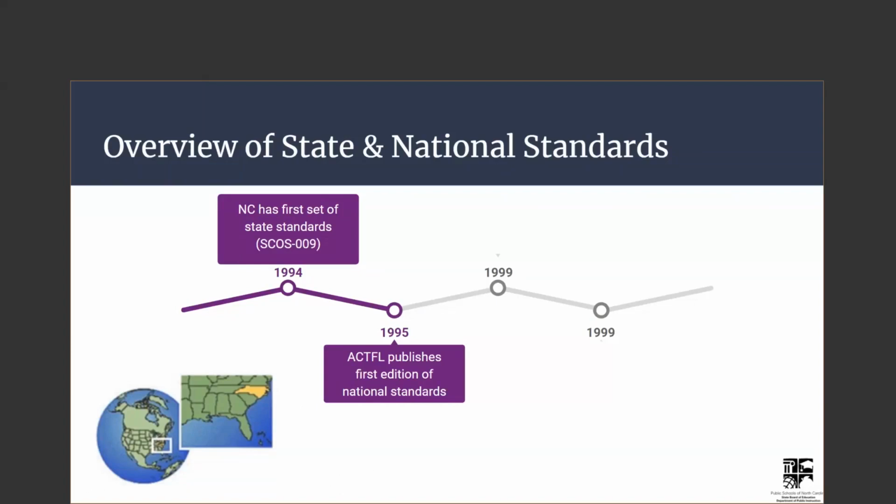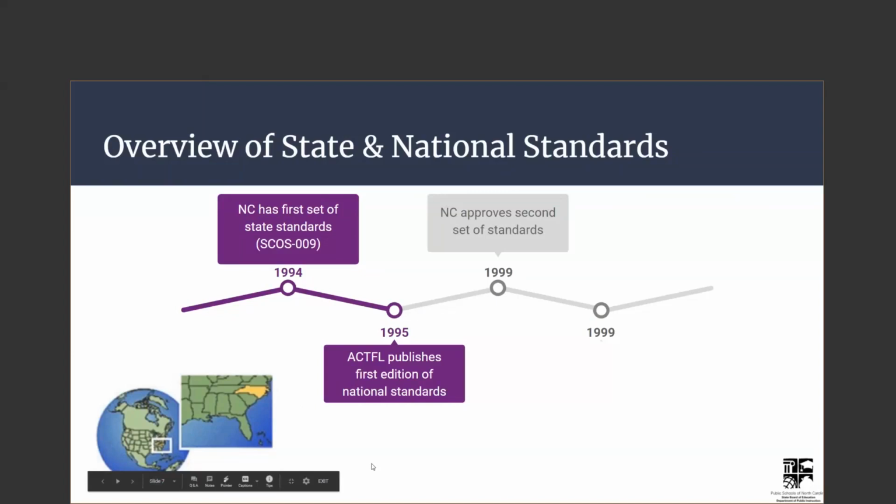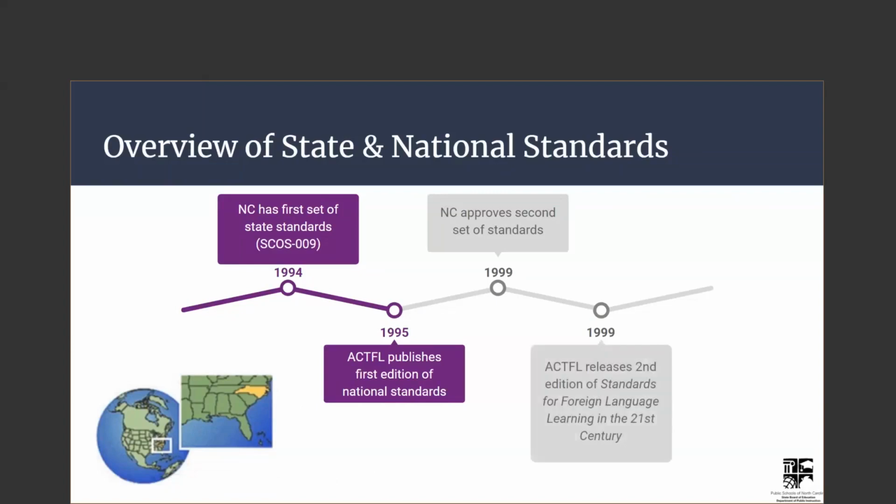As we continued on in 1999, not too long later, North Carolina approved our second set of standards. We'd made some updates and changes from that first set in 1994, and so we approved our second set. That same year, ACTFL released the second edition of Standards for Foreign Language Learning in the 21st Century. You may be familiar with that book. Some of you may even have copies of that or other editions of it, maybe not just necessarily the second edition or the first edition.